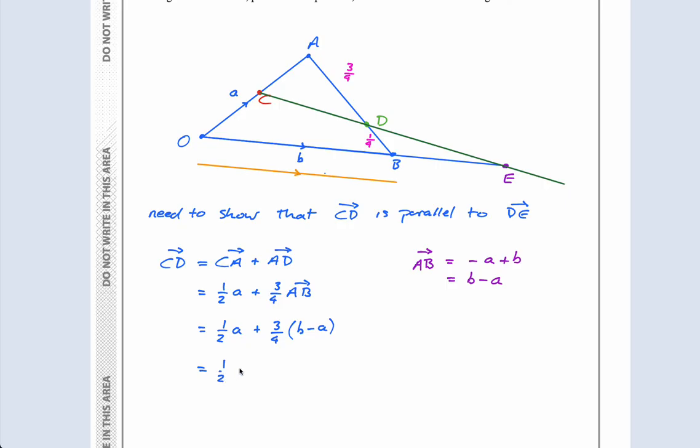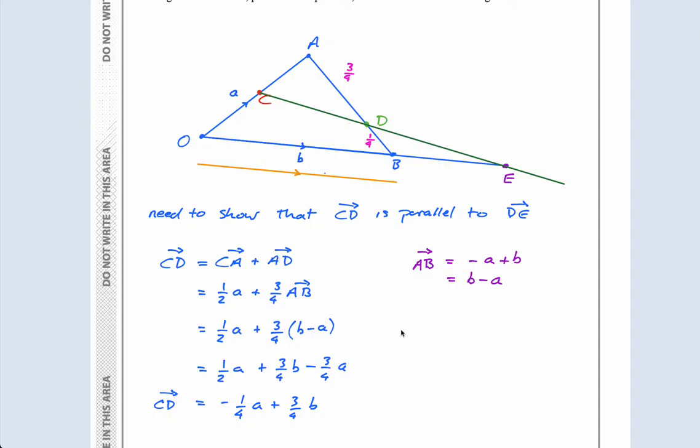Multiply this out: a half A plus 3/4 B minus 3/4 A. Finally, a half A minus 3/4 A, which is 2/4 A minus 3/4 A, is minus 1/4 A plus 3/4 B. Okay, that is CD. So CD equals that. Okay, next step, I need to get DE.